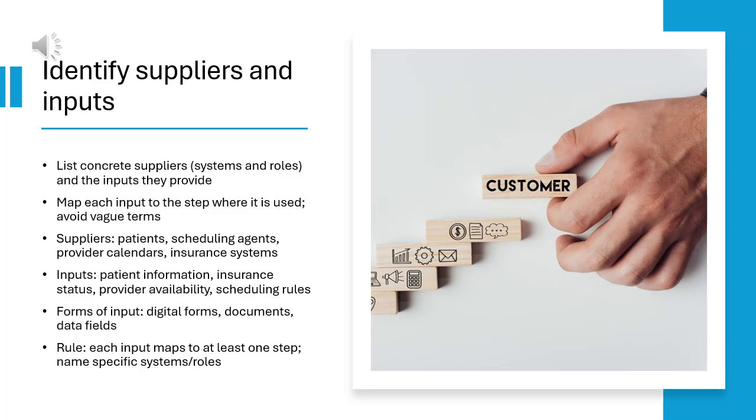Suppliers include patients, scheduling agents, provider calendars, and insurance systems. Inputs include patient information, insurance status, provider availability, and scheduling rules. Inputs may be digital forms, documents, or data fields. Each input should map to a process step. Name systems and roles, not vague groups.